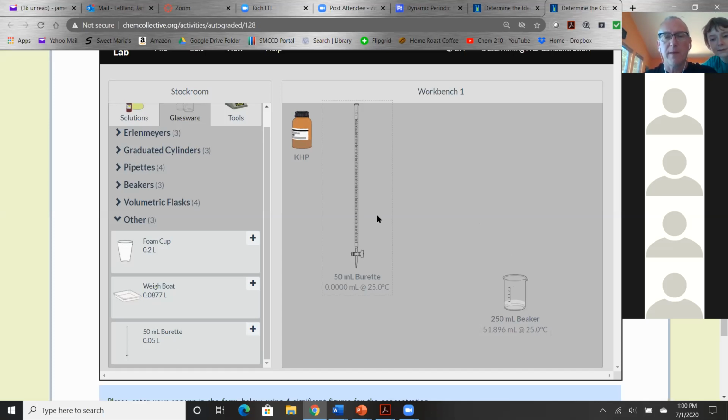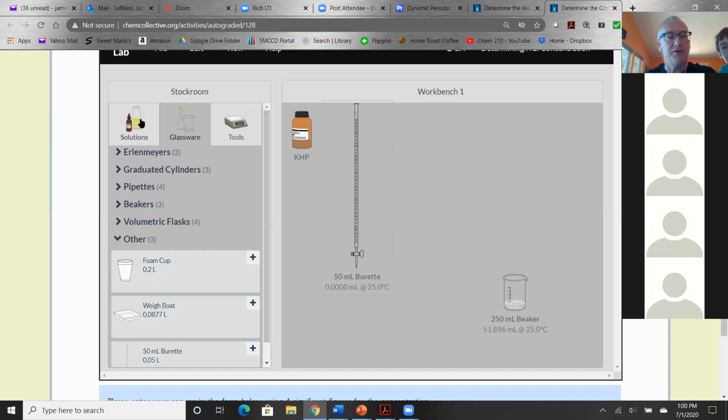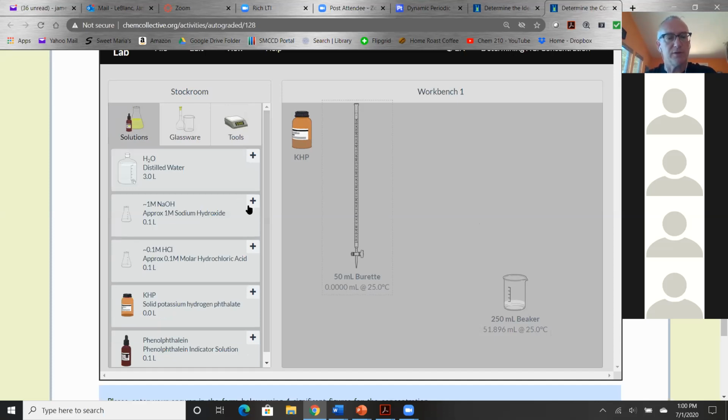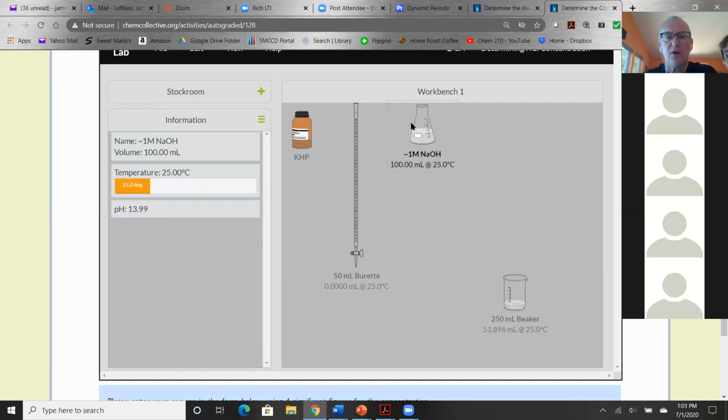All right, so my burette, but right now it's empty. So notice it has 0.000 mils on it, so it doesn't have anything in it. So we need to add something to it. So I come back to solutions, and I come down to, see it says approximately 1 molar sodium hydroxide. So someone made this solution. It's around 1 molar, but we don't know exactly how much. Maybe they didn't weigh it very precisely. So they just threw some sodium hydroxide in there, but we don't really know what the concentration is. It's around 1 molar. So we're going to take that out, drag it over the burette, and we're going to fill the burette up.